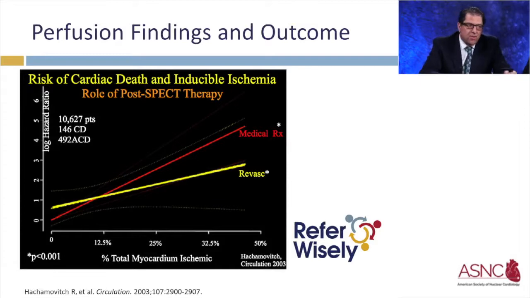observationally in over 10,000 patients that those people who have an ischemic burden of greater than 10 to 12% do better when they've been managed with revascularization. Those people who have a smaller ischemic burden can be managed medically with a better outcome. So we use that as a very good cutoff to decide who really should go to the cardiac catheterization lab.